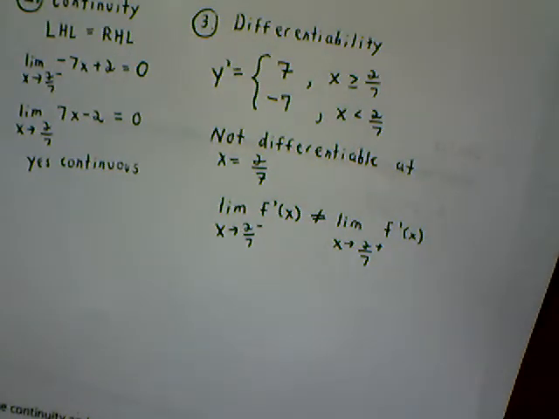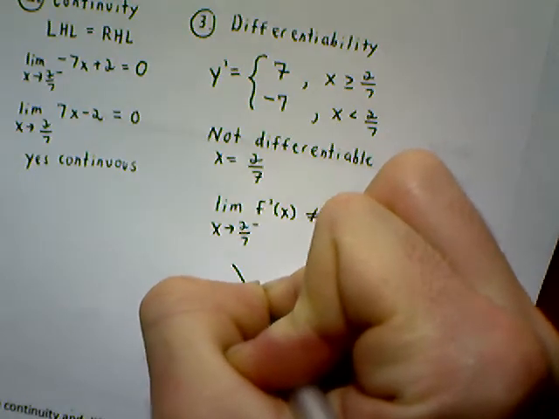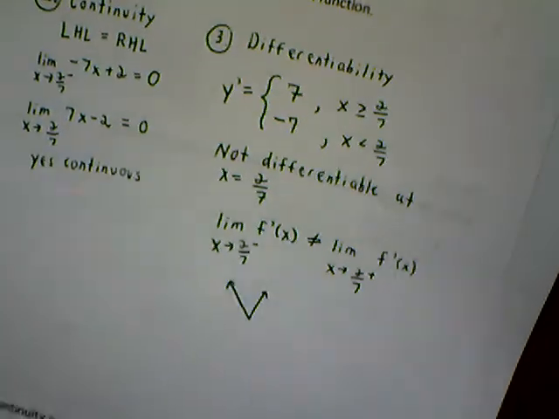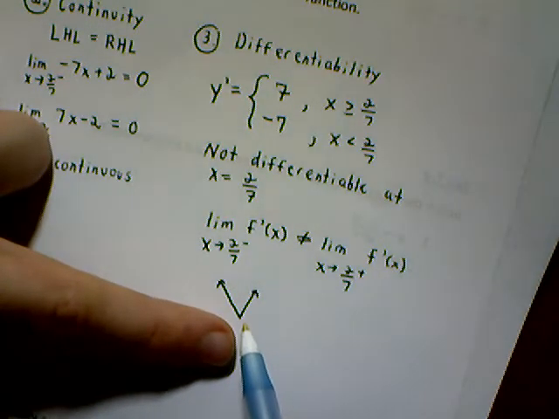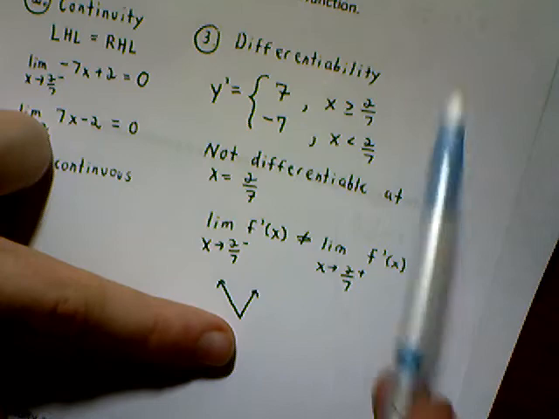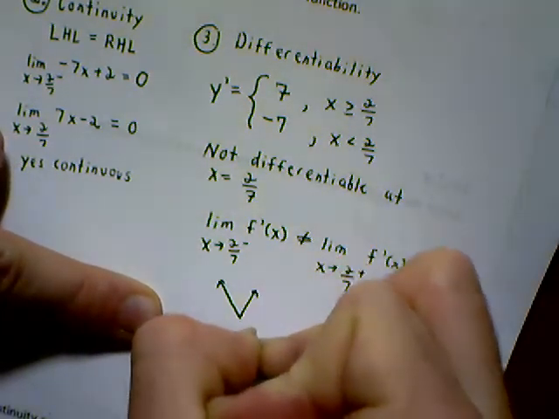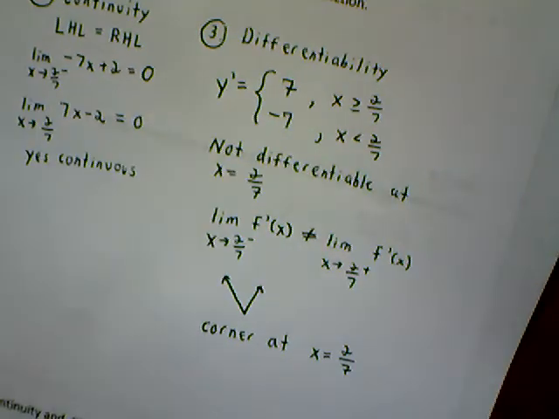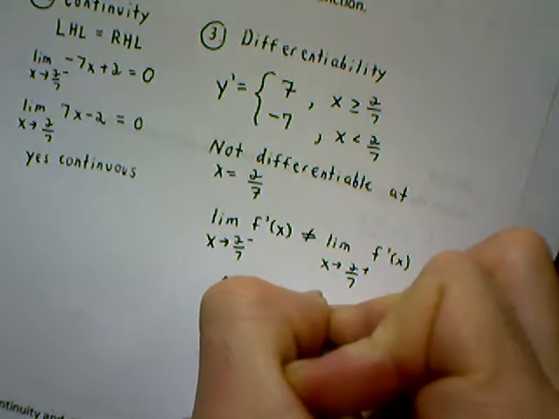Now, just based on what we know about absolute value functions, absolute value functions are shaped like a V. So this point where they change is called the corner. We've talked about that before. So for this absolute value function, we can also say we have a corner at x equals 2/7. So this is just the background. This is how absolute value graphs look.